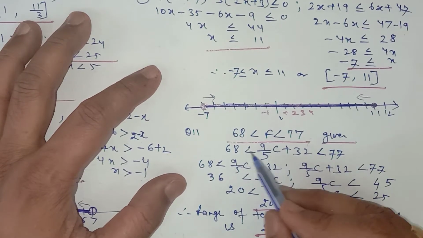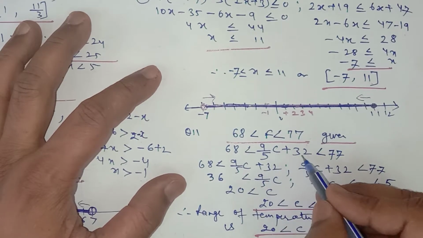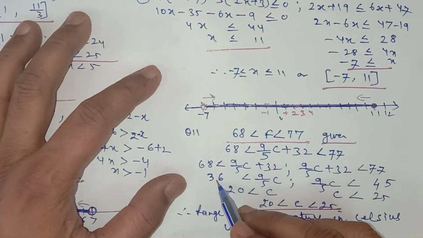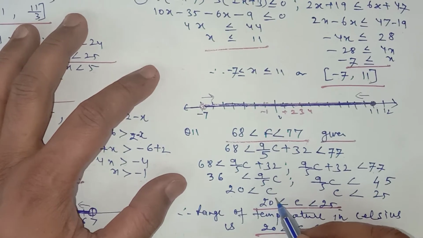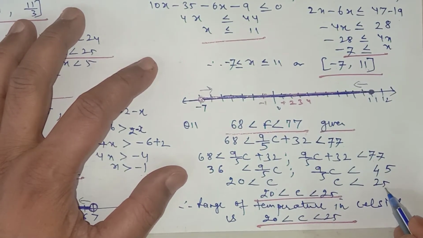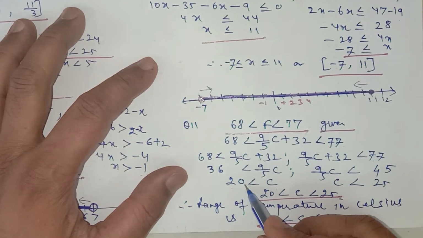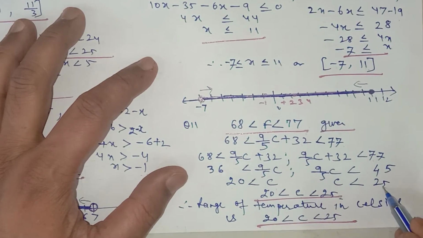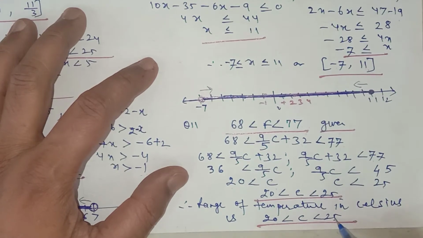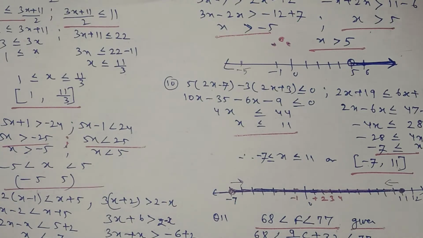So replace the value and solve the inequations individually: 9 upon 5 C plus 32 less than 77 individually. Take this 32 to the left hand side and cross multiply. C is coming out to be greater than 20, and in this the C is coming out to be less than 25. So the range of temperature in Celsius is greater than 20 and less than 25, like this you have to put. So this is question number 11.